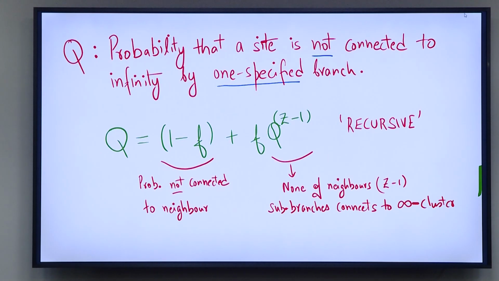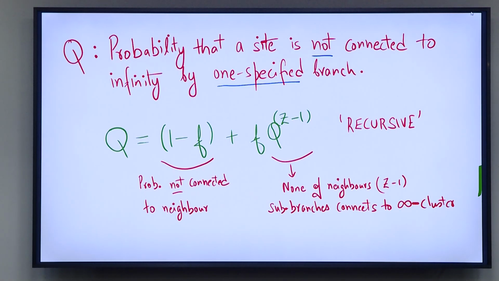It's not connected to infinity means it's not connected to its neighbor, because we are looking at one specified branch. It has one neighbor, so it cannot be connected to infinity if it's not connected to the neighbor. And the probability of not being connected to the neighbor is 1 minus f, because f is universally the probability of being connected to a neighbor. So it's 1 minus f, that's one way.